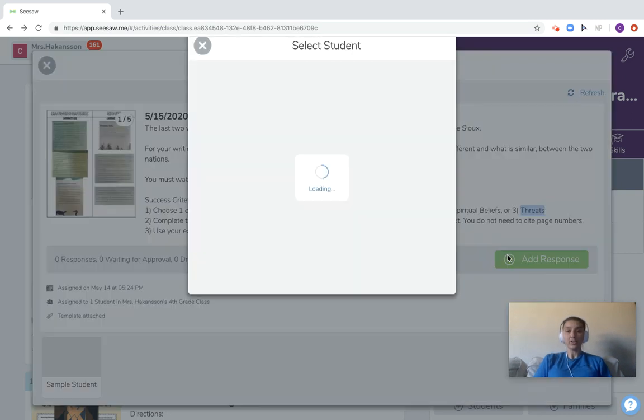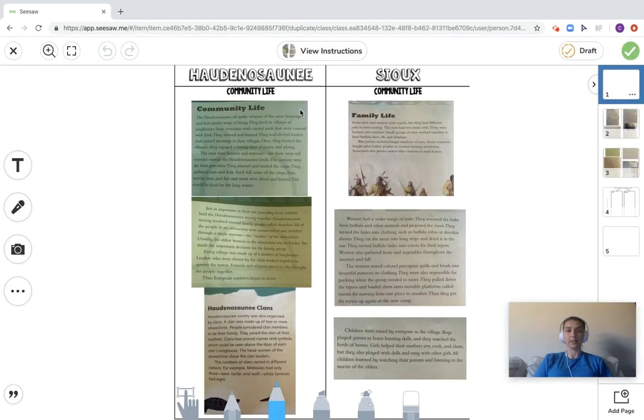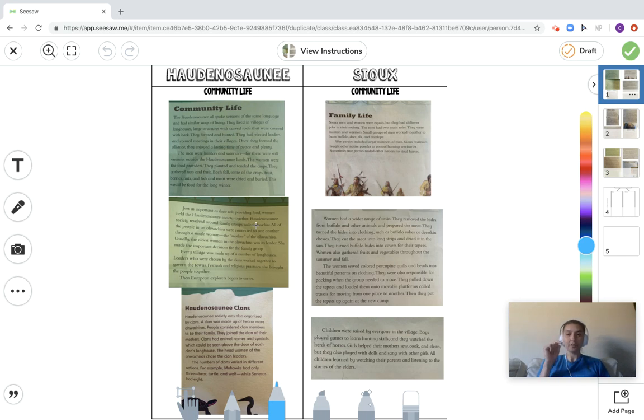So let's go ahead and show you what this will look like. When you click Add Response, you're going to see that there's multiple pages here. So I want you to take a look at on the left-hand side, it says Haudenosaunee. On the right-hand side, it says the Sioux. So anything that's on the left-hand side is going to be all about the Haudenosaunee tribe, and on the right-hand side, it's going to be all about the Sioux. And if you notice, there's a heading here, and it says Community Life. So all of this information on this page is about community life. Remember, that's one of the options you can compare and contrast.